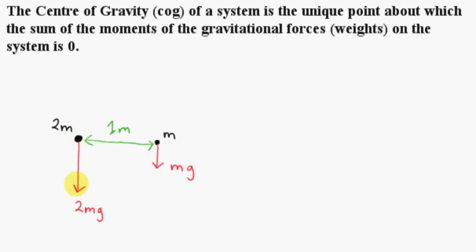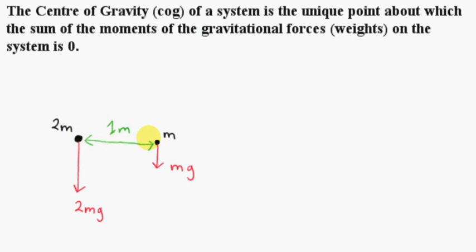Now in reality these forces point towards the center of the Earth, but since the Earth is so big compared to the distance between these two particles, these forces are vertically downwards. And that will be the case in all the examples we do. In any system we do, the gravitational forces, or the weight of each part of the system, is vertically down.